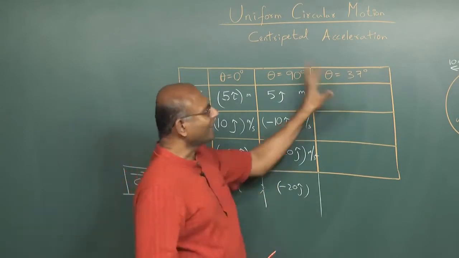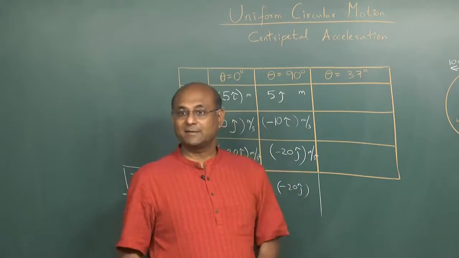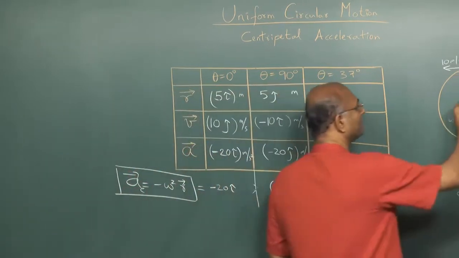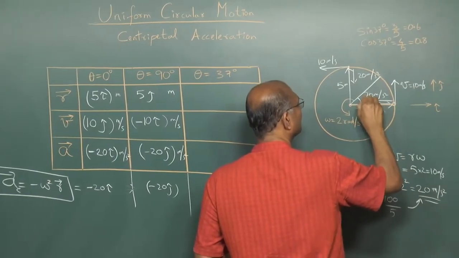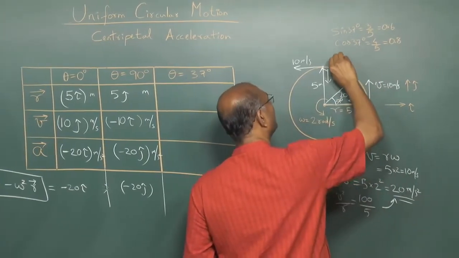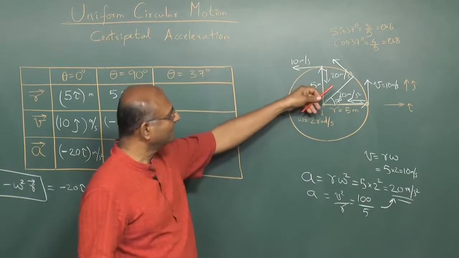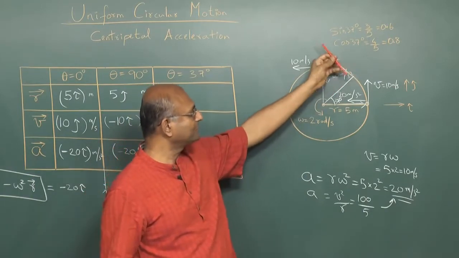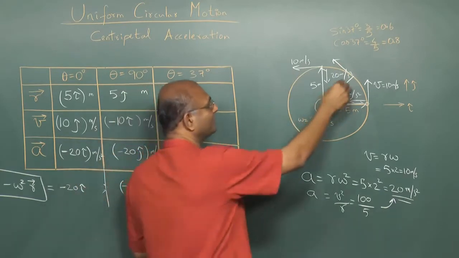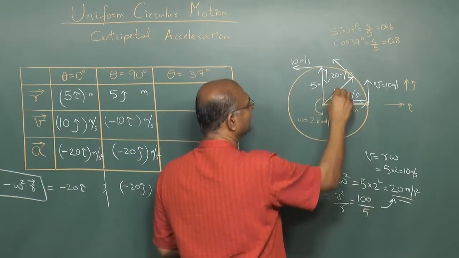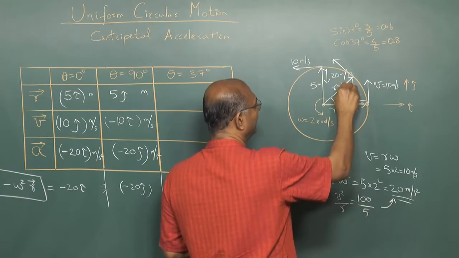Let me draw it like a line like that. Let us now look at what happens when the angle is 37 degrees. This is 37 degrees. The velocity vector is going to point like that. The radius vector is going to be like this, the velocity vector is going to be like that, and the acceleration vector is going to point in the opposite direction to the radius vector. But if this is 37, this is r, 5.